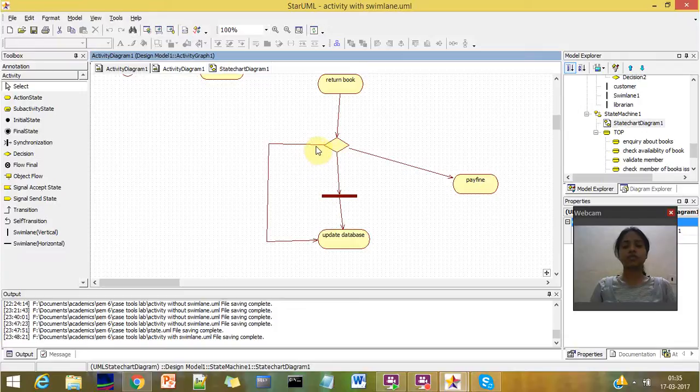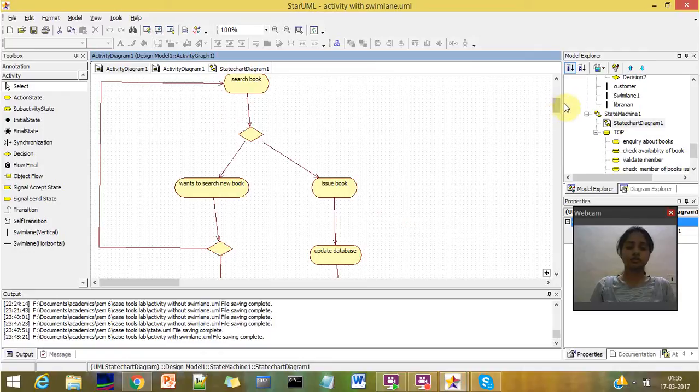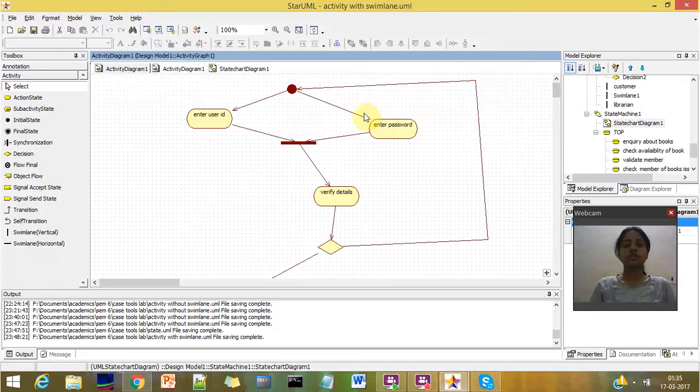If the return book is yes, then it will update the database. If it's no, then that means the person has to pay the fine, and then the process continues. If he has to further issue the book, it will take a self loop to the initial state, enter the user ID, password, it will verify details, and so on.